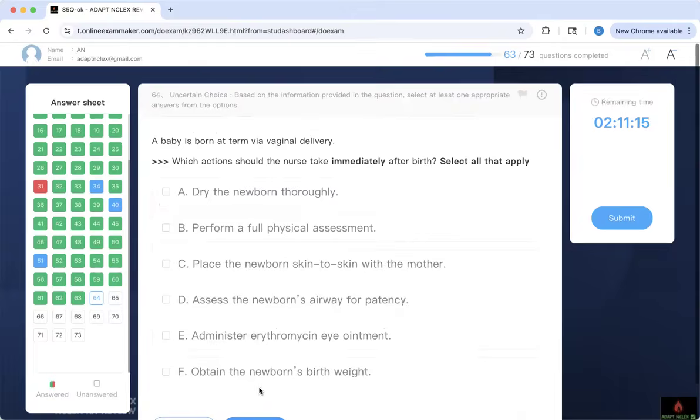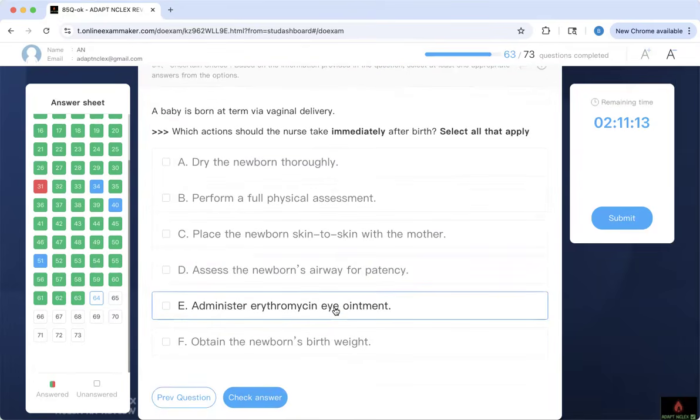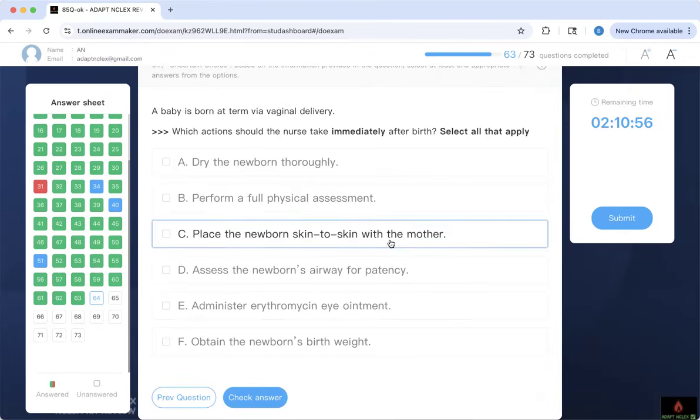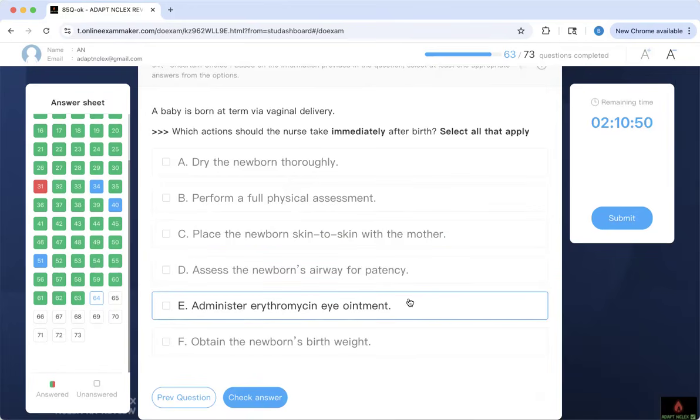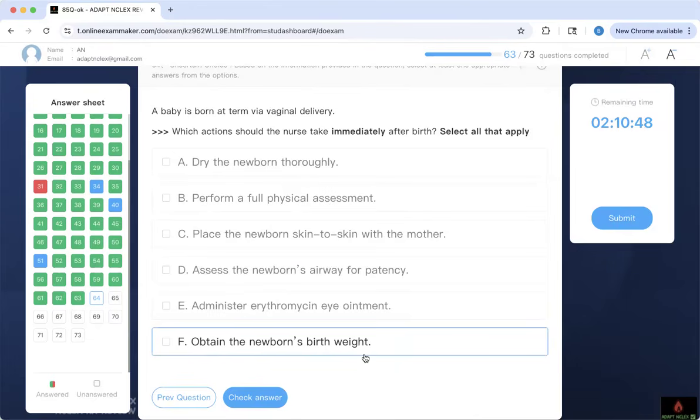Birth process injury. A baby is born at term via vaginal delivery. If you need a bunch of newborn concepts, check out that class. Which action should the nurse take immediately after birth? After delivery, what should be your priority? Dry the newborn, perform a full physical exam, place the newborn skin to skin with the mother, assess the newborn airway for patency, give them erythromycin, obtain the newborn birth weight.